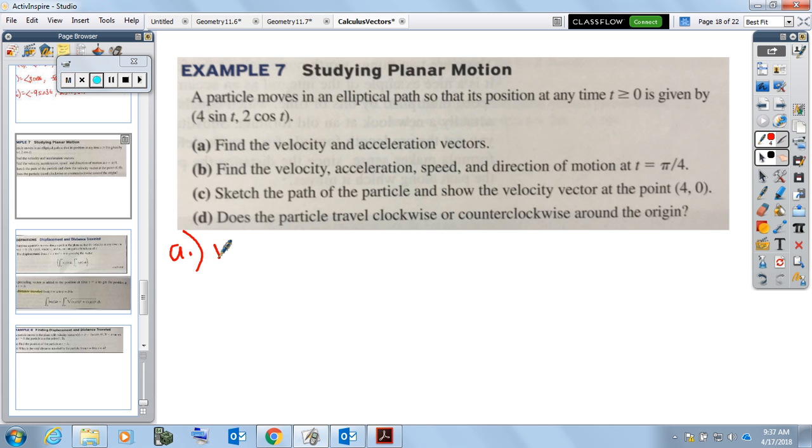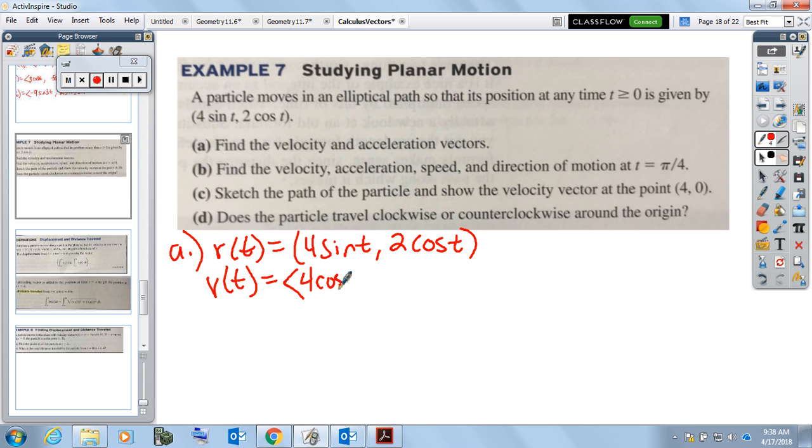For part A, the position is 4 sine of t, 2 cosine of t, and remember, we can put position in parentheses instead of those angle brackets, just because it's a point. Either way works. So let's find our velocity. Velocity is the derivative, and we put it into brackets here. The derivative of 4 sine of t is 4 cosine of t, since there's no inside function to deal with. The derivative of 2 cosine of t, well, the derivative of cosine is negative sine, so it'll be negative 2 sine of t.